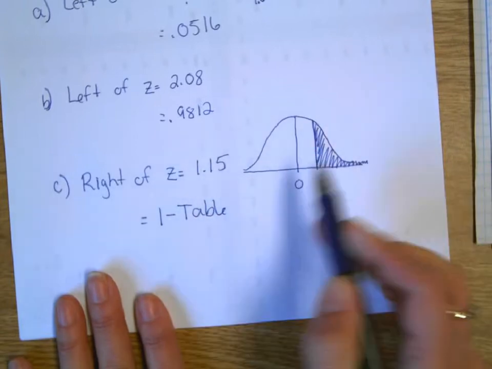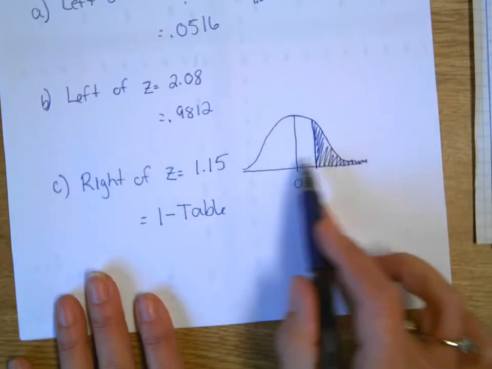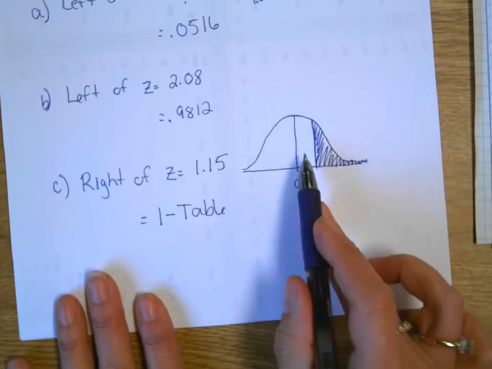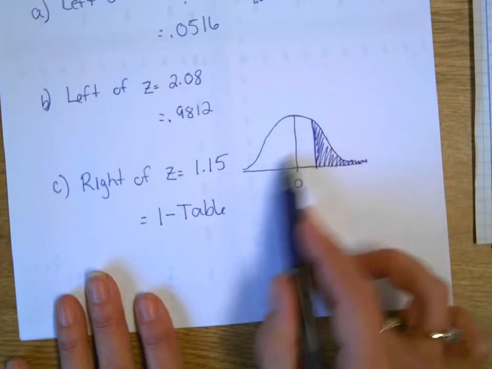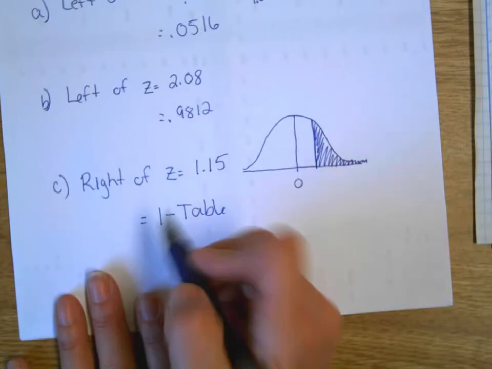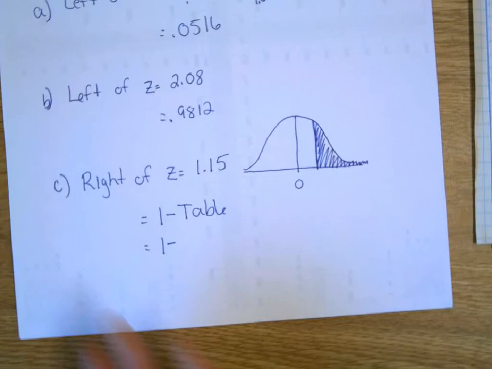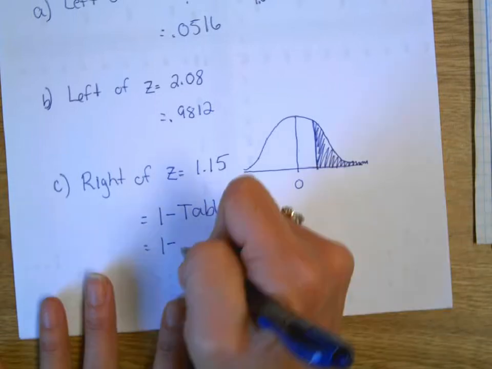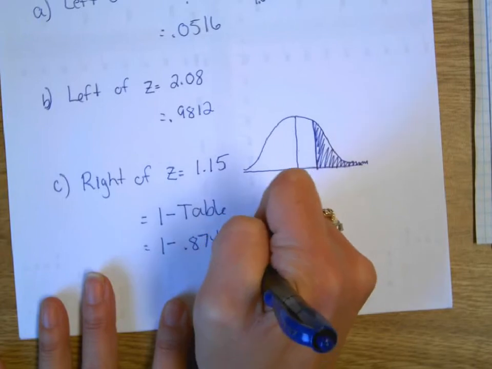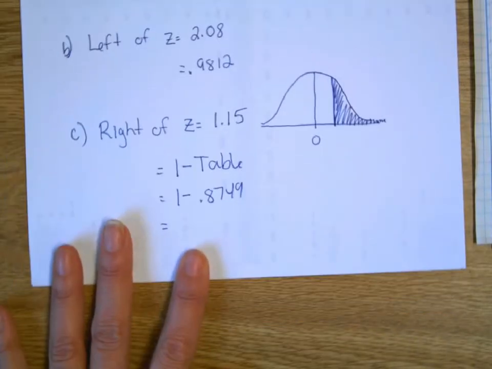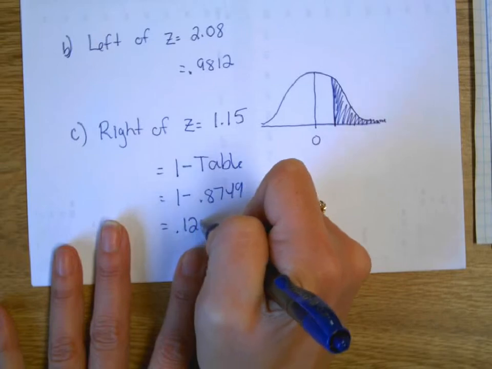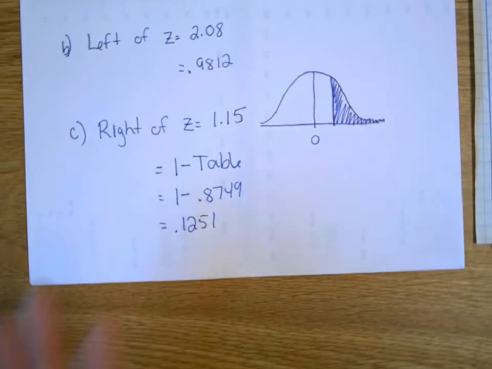Could you explain that to me? Because the total area under the curve is 1. So these two pieces add up to 1. When I look up this number in the table, it's going to give me this back here. Okay, I get it. So 1.15, what is 1.15? Positive 1.15 is 0.8749. And then 1 minus that is giving us 0.1251. Okay, I'm actually going to save the calculator part for tomorrow. I'm going to call it good. We're going to quit there.